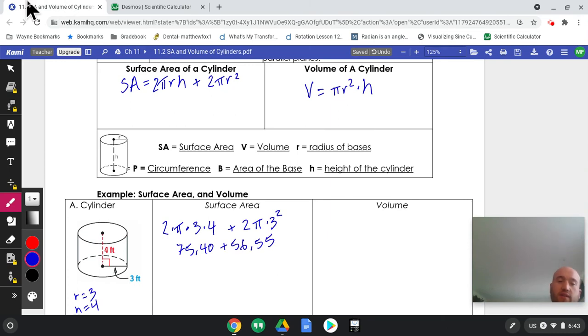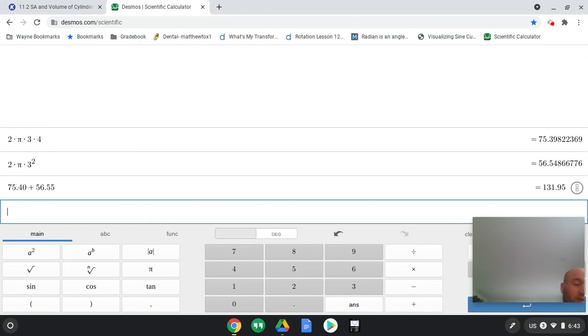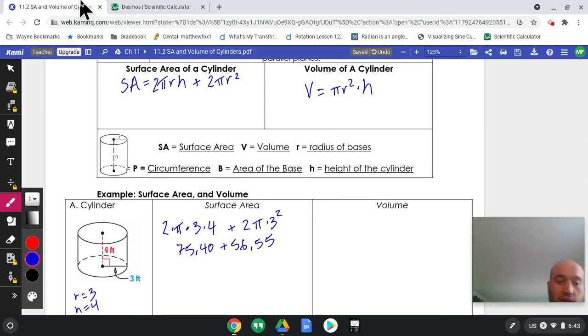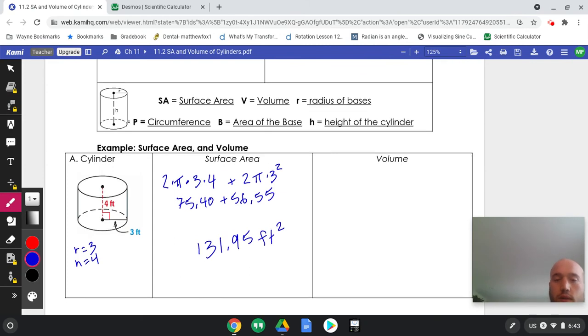And now all we got to do is add those together. So 75.40 plus, we said, 56.55. We add those together, we get 131.95. Now, remember, this is surface area, so if it's surface area, it is going to be whatever the label is squared. So in our case, feet squared.